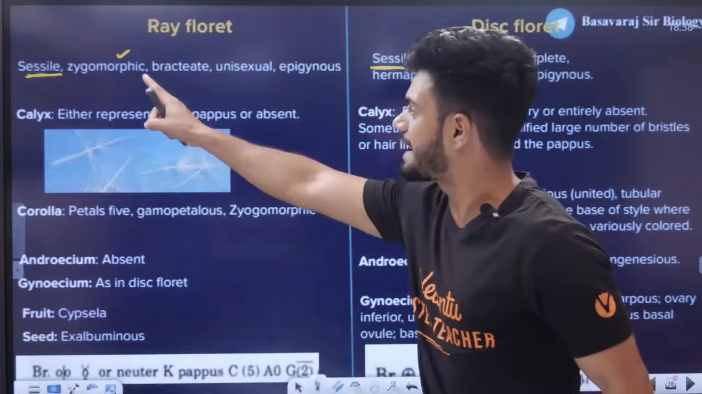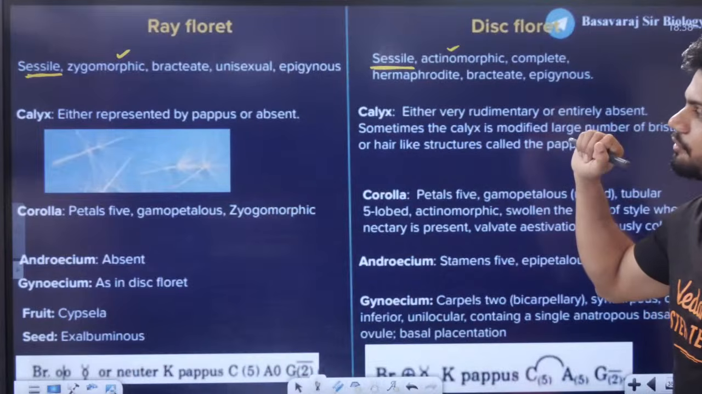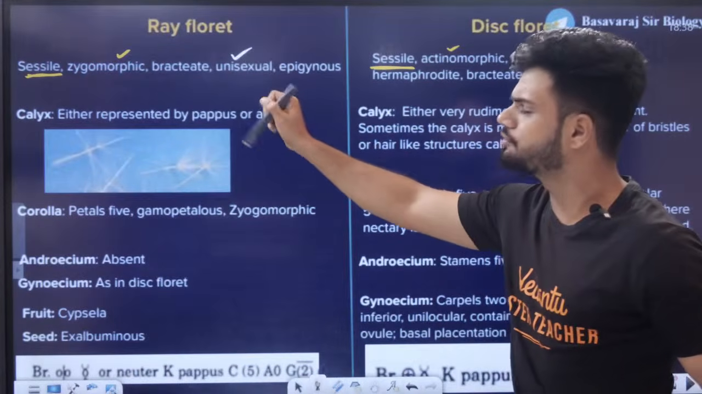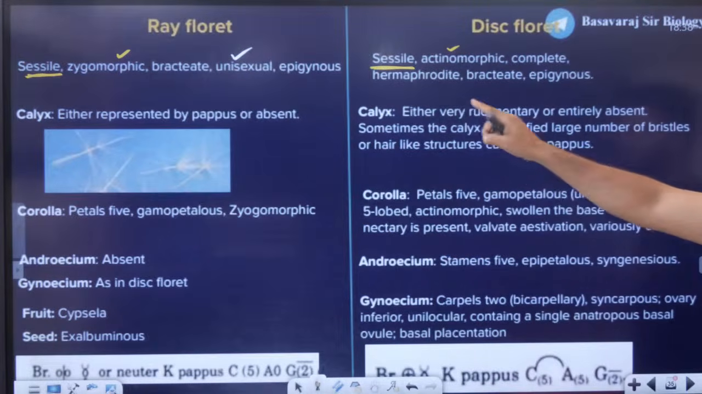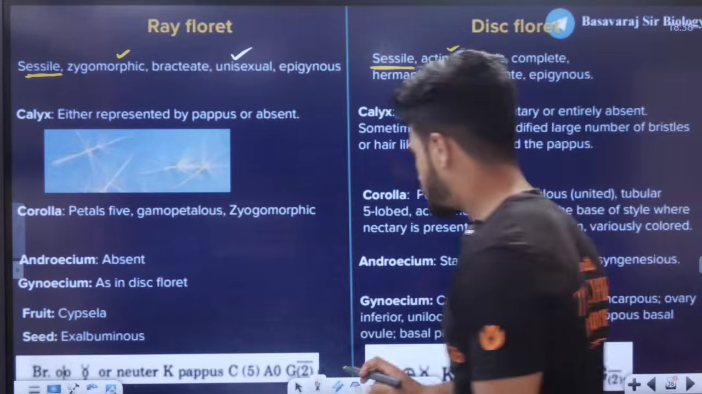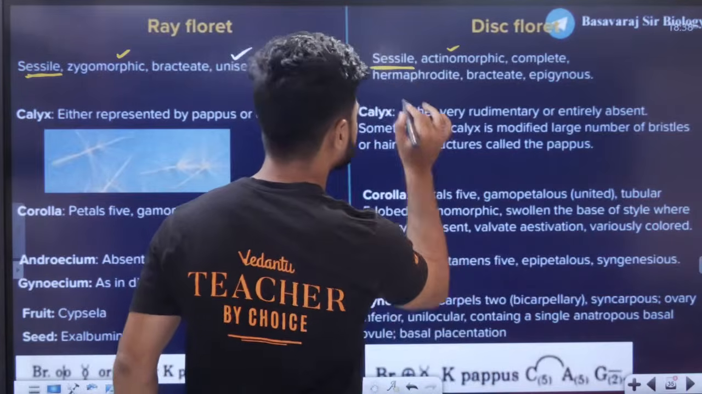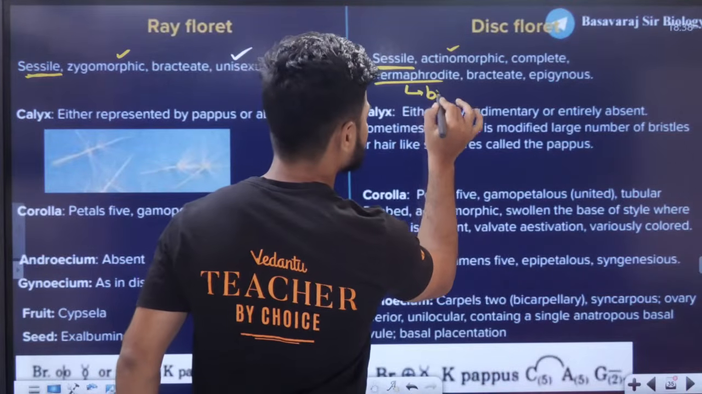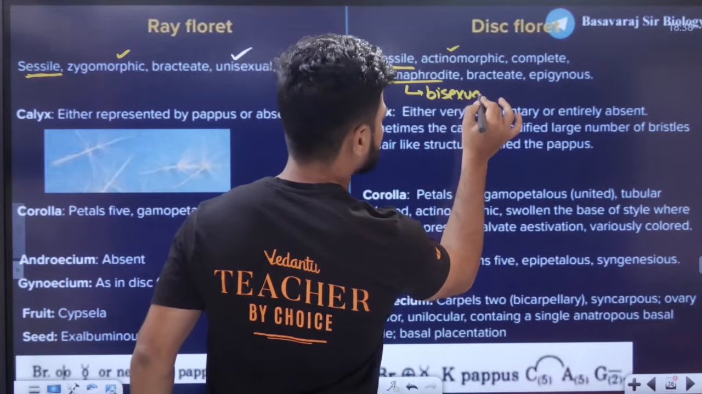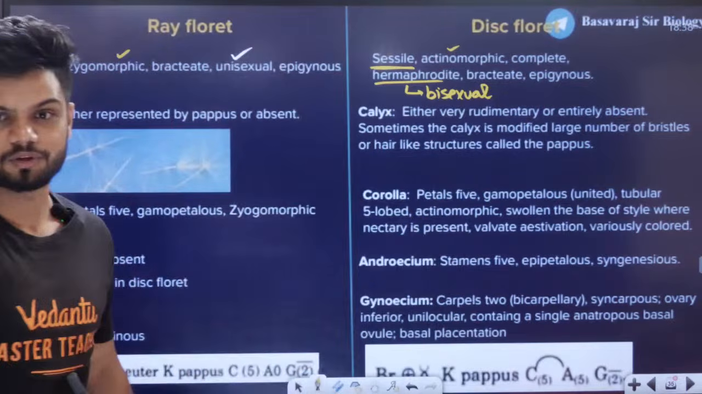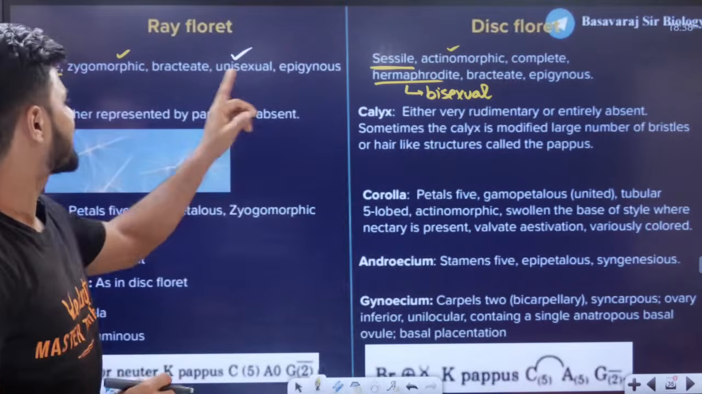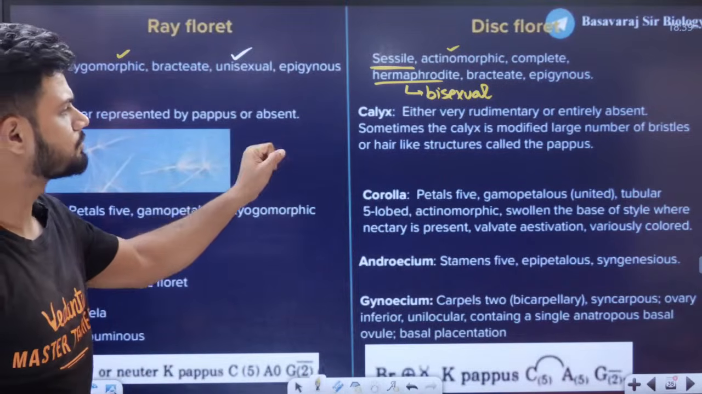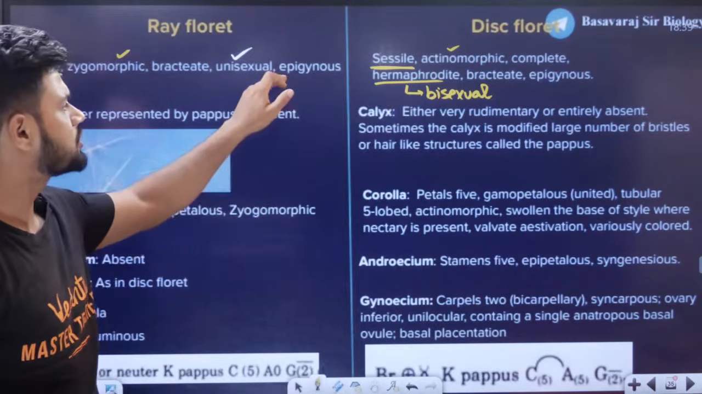Here we have zygomorphic and actinomorphic. Ray florets have only the function of attraction, so they are unisexual. The disc florets are complete, hermaphrodite, meaning bisexual. Both are mostly bracteate. Next, the epigynous condition.